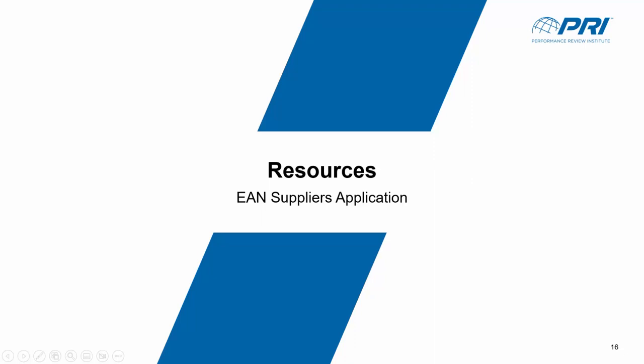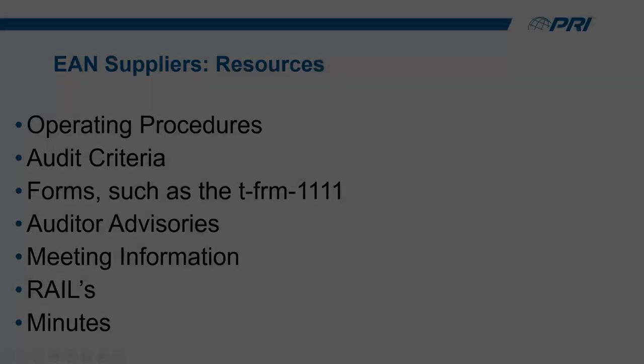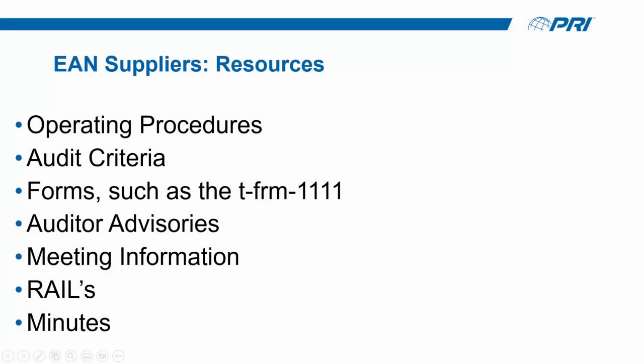In this video, we'll discuss the resources section of the EAN Suppliers application. One of the free resources available to all users of EAN is the resources application. Resources contains all of the documents and forms for the NADCAP program. This includes operating procedure, audit criteria, the T-Form 1111, as well as all other forms used in the NADCAP program, auditor advisories, among many others.